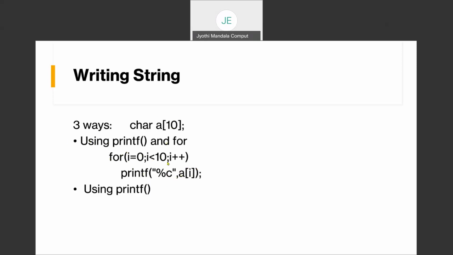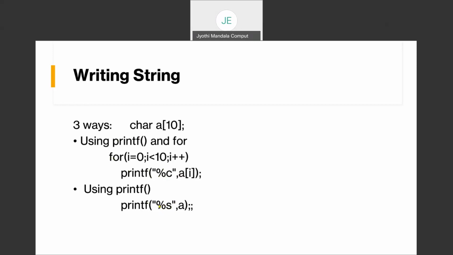And the second way is using the printf statement alone. Observe here, we are using a new format specifier, %s, and whenever you are using %s, there is no need to use the for loop. I'm repeating once again: if you are using %c, that means an individual character you want to print. That's why we need to repeat this loop for the number of characters you have in that character array.